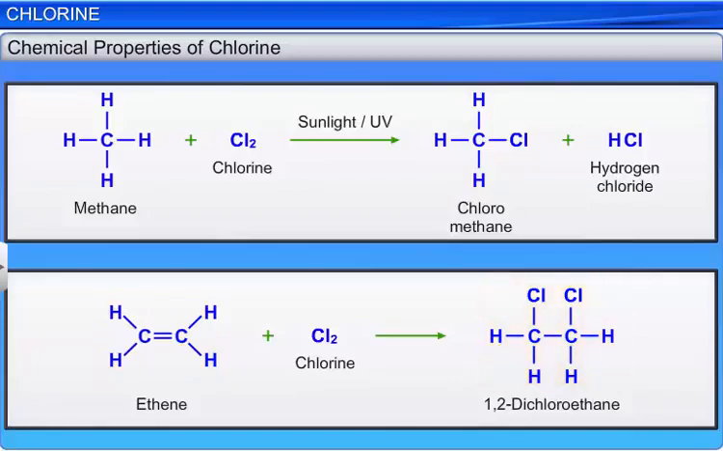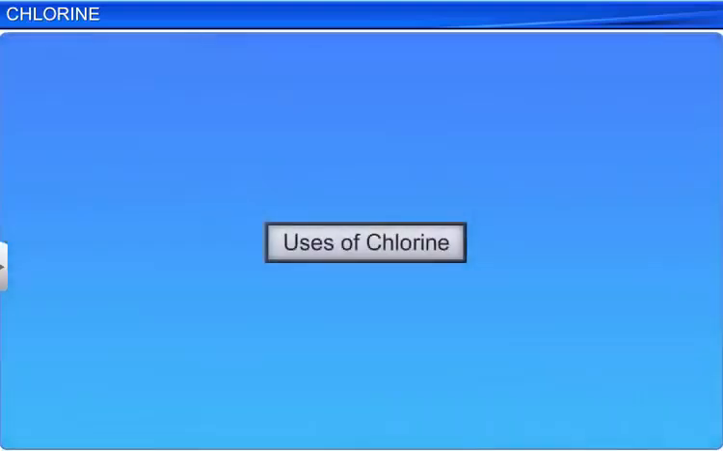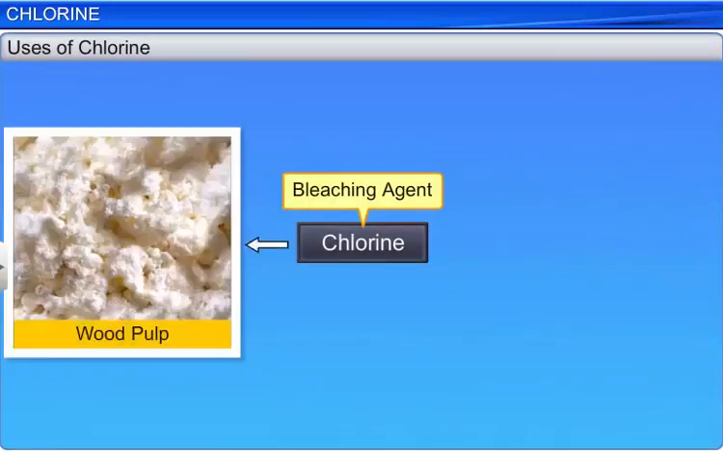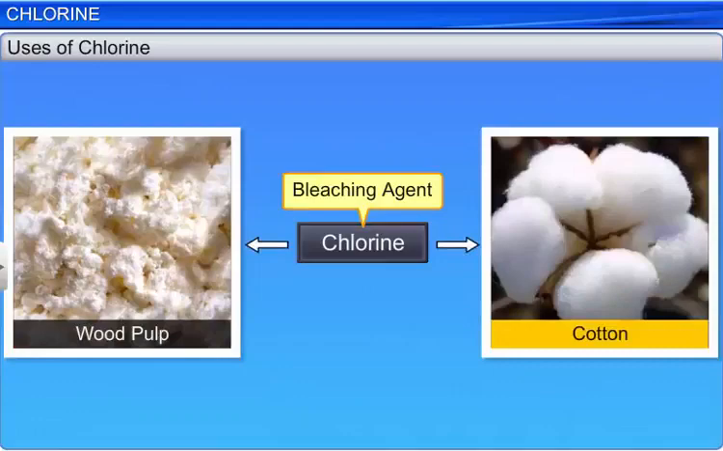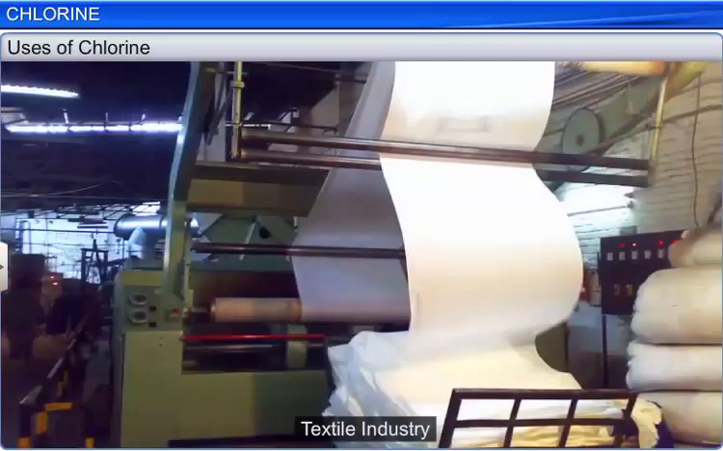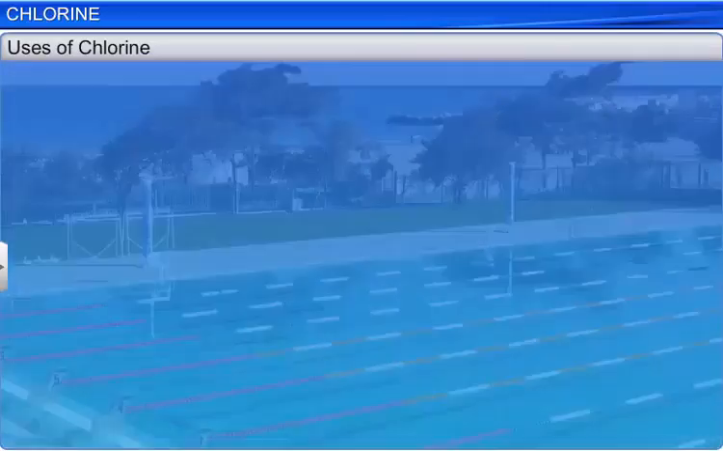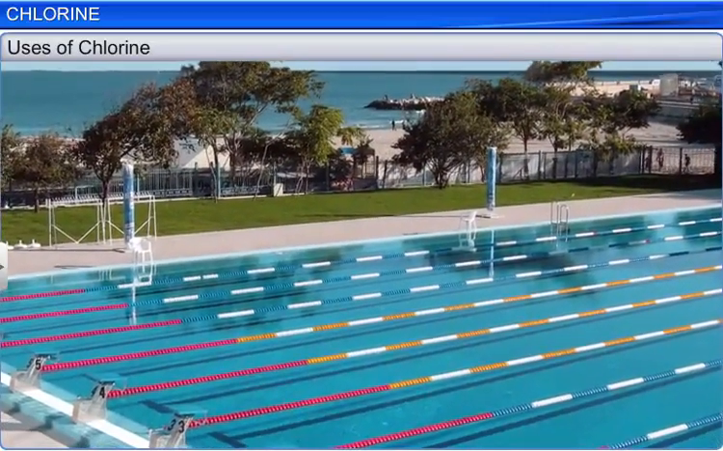Now let us look at the uses of chlorine. Chlorine is used as a bleaching agent in the wood pulp, cotton, and textile industries. To sterilize drinking water. As a germicide and disinfectant in swimming pools.